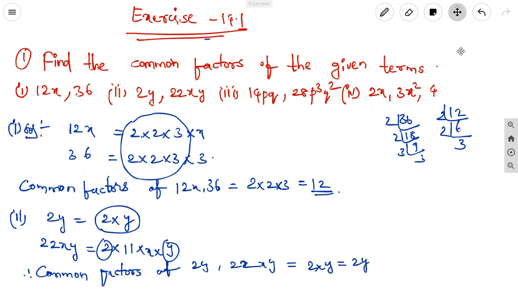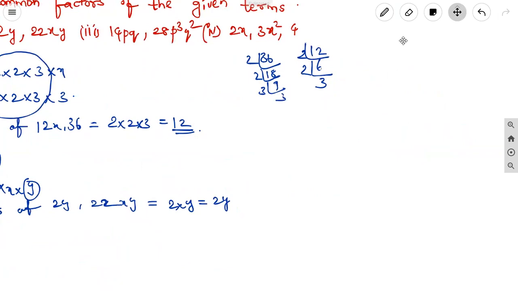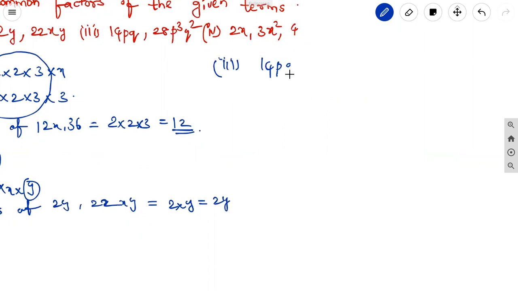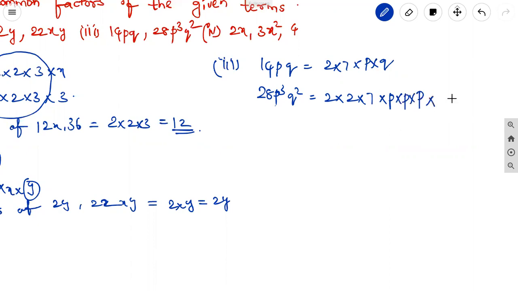Okay. Third one. 14pq: 2 7s are 14, into p into q. Those are the factors of 14pq. 28p cube q square: 14 2s are 28, so 2 into 2 into 7. 7 2s are 14, 14 2s are 28. p cube means write p 3 times. q square means write q 2 times.